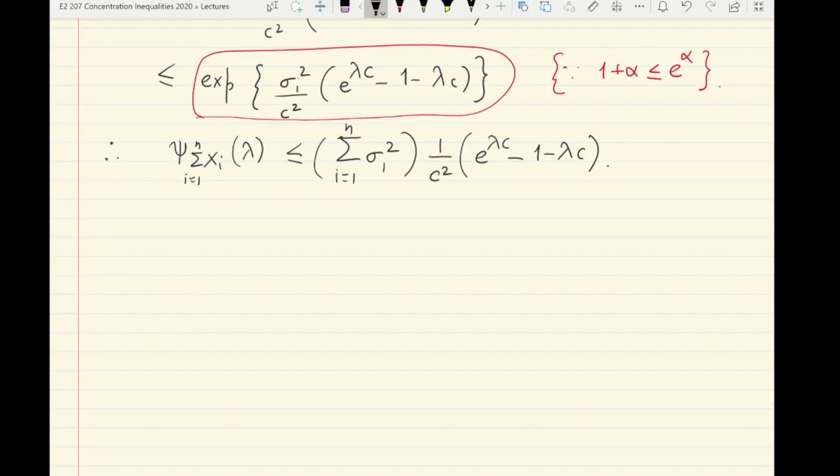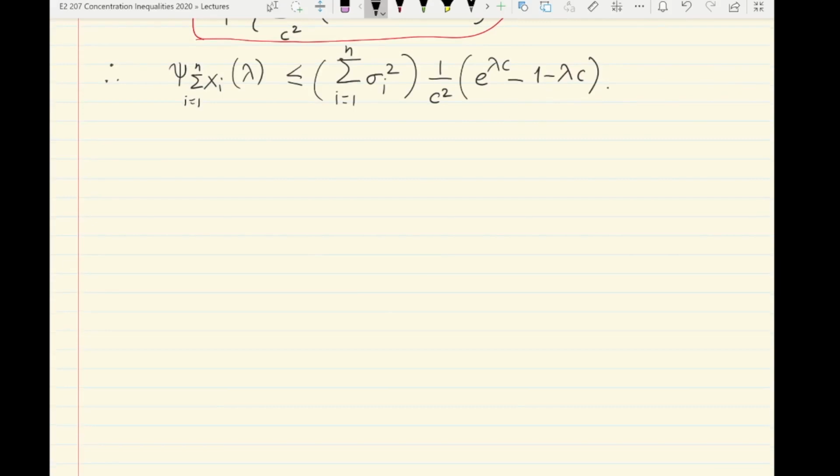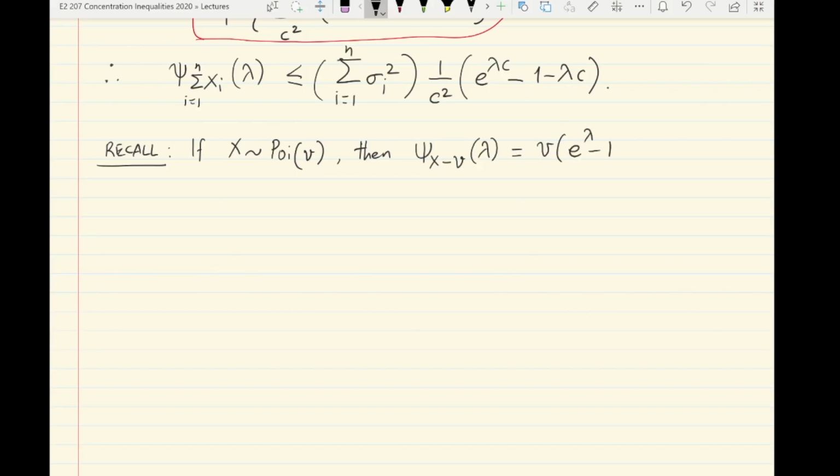Now this kind of log moment generating function bound is something that we have actually seen before. Just to refresh our memory, let's recall the following fact: if x is a Poisson distributed random variable with some parameter v, then its log moment generating function, when you center it by its mean v, is v times (e raised to lambda minus 1 minus lambda).